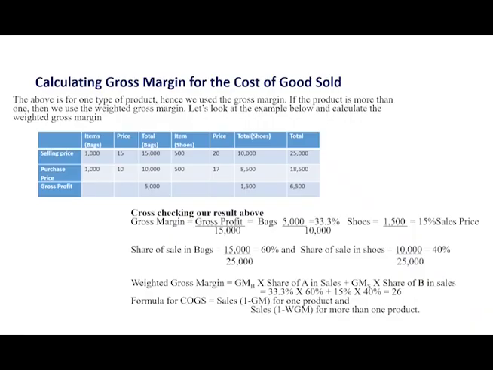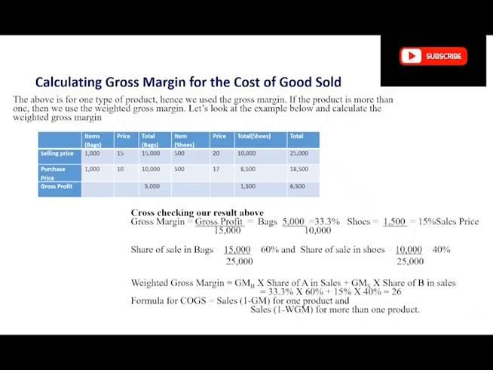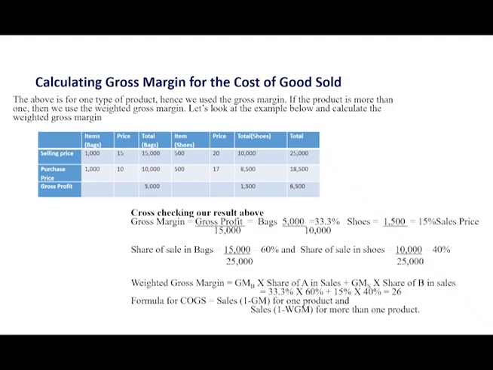Having this information, we proceed to get our weighted gross margin. To get our weighted gross margin, we have share of sale in bags, which equals 15,000 divided by 25,000, representing 60%, plus share of sale in shoes, which equals 10,000 divided by 25,000, representing 40%. The final calculation for the weighted gross margin comes with adding our gross margin of bags multiplied by share of A, plus gross margin of shoes multiplied by share of B in sales. Adding all these figures together, we get a 26.